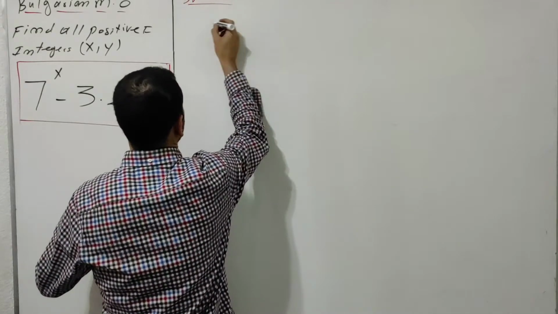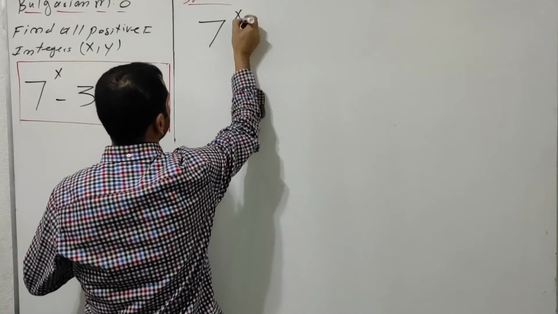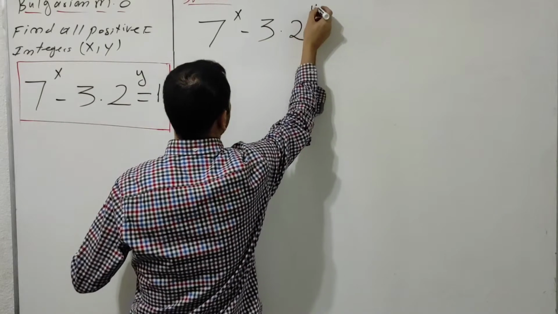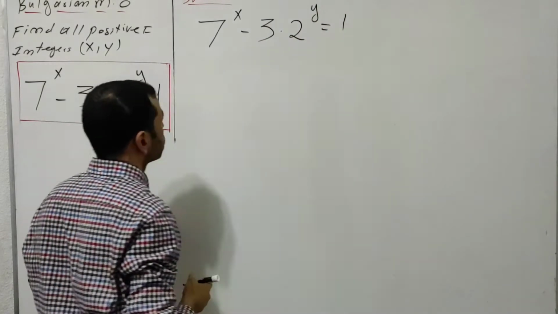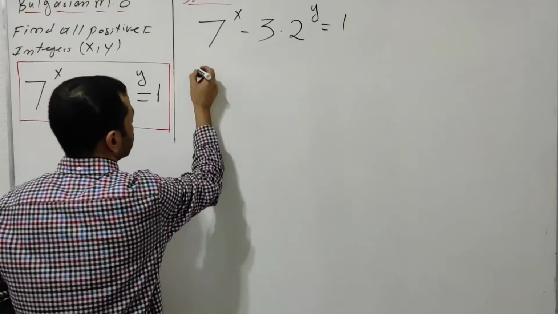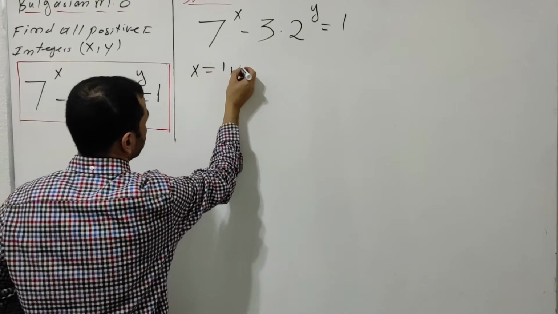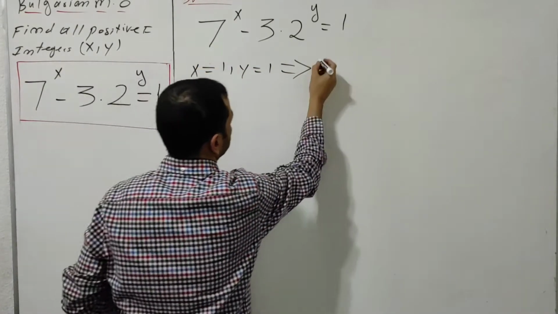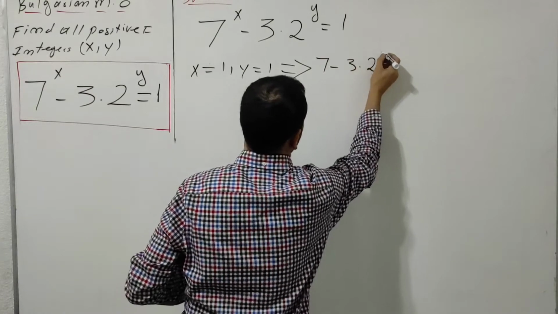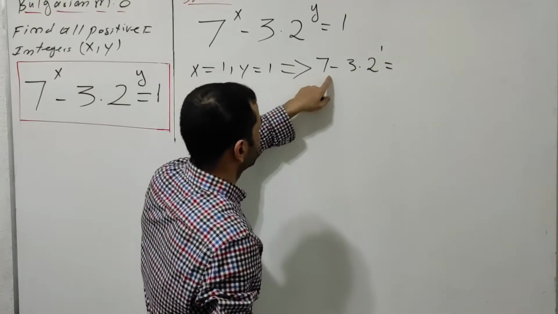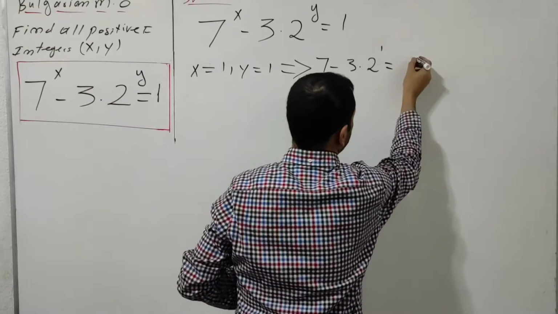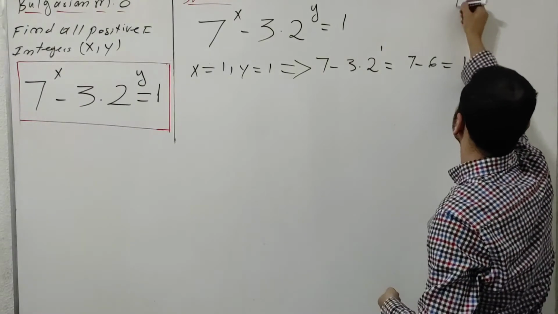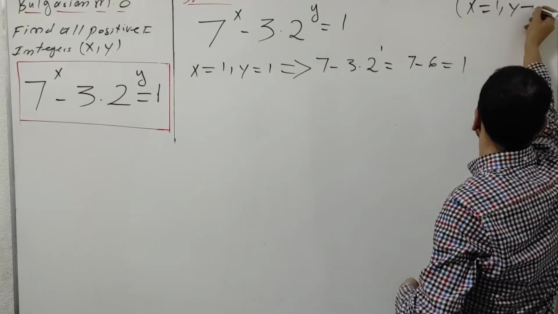So we have the following equation: 7 to the x minus 3 multiplied by 2 to the y equals 1. Okay, I'm going to try first when x equals 1 and y equals 1. I'm going to replace them with their values. I'll get 7 minus 3 multiplied by 2 to the y. This one is giving us 7 minus 6, and 7 minus 6 equals 1, which verifies this equation. Okay, we have the first solution: x equals 1 and y equals 1.